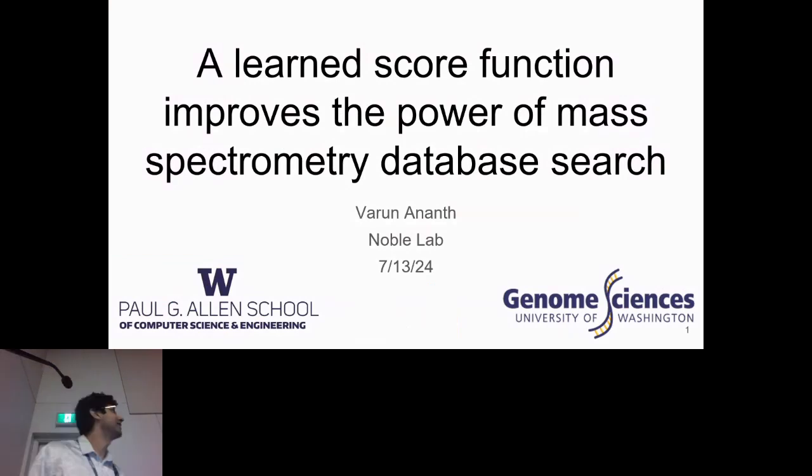So today I'll be going over Casanova DB, which is the core model, a tool that we used in our paper, "A learned score function improves the power of mass spectrometry database search." So I'll jump right into the background. A lot of this you might already know, but hopefully it should be good for you.